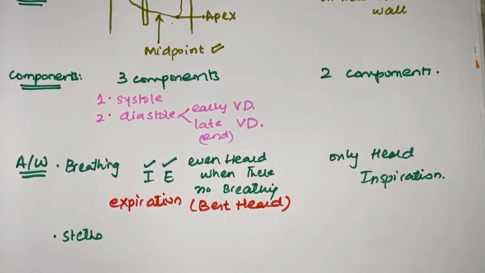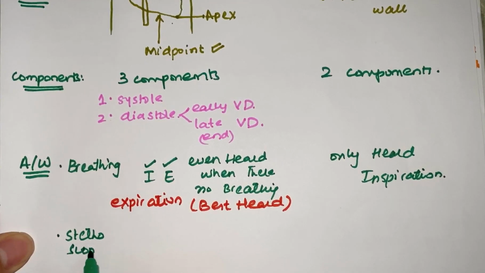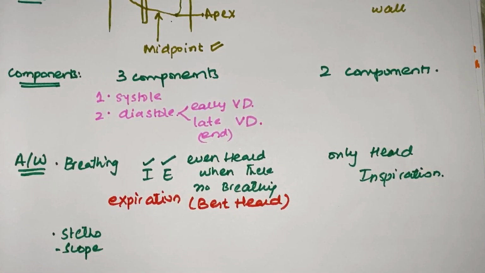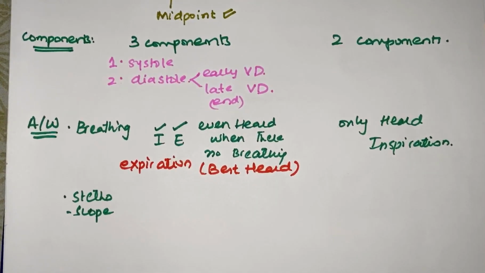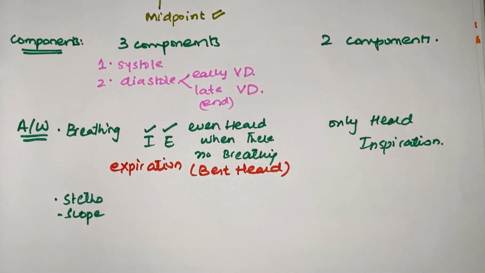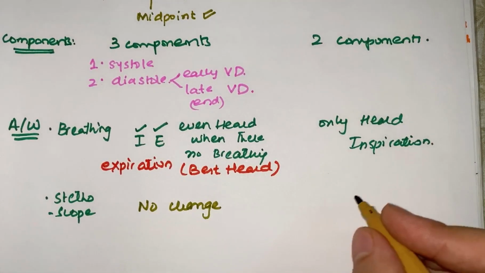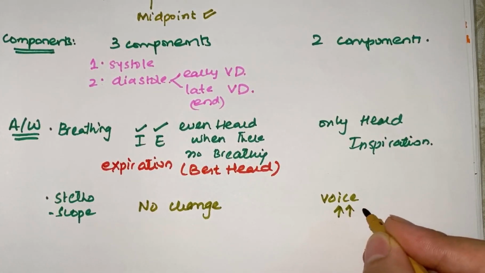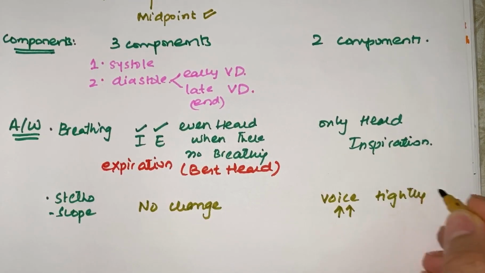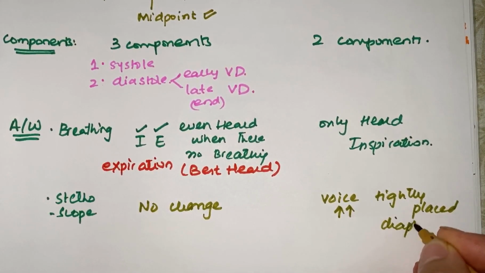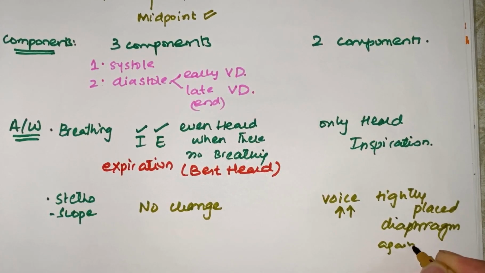Talking about the stethoscope association. In pericardial friction rub, whatever you do, whether you put the diaphragm of the stethoscope tightly on the chest or loosely, if you increase the pressure of the diaphragm on the chest, there will be no change in the pericardial friction rub. But in the pleural friction rub, its sound increases when we tightly place the diaphragm against the chest wall.